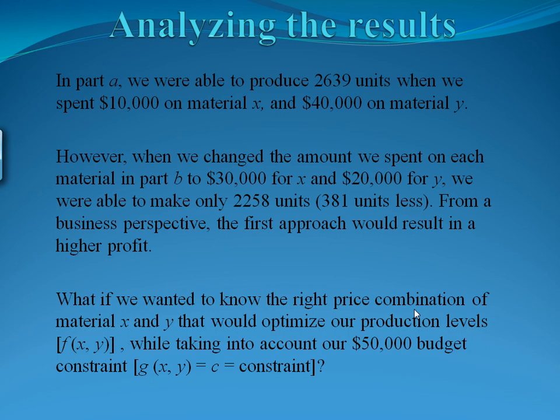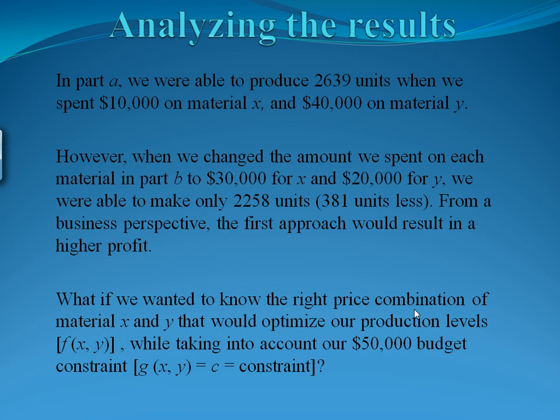So in part A, we were able to produce 2,639 units when we spent $10,000 on material X and $40,000 on material Y. However, when we changed that amount and we spent $30,000 on X and $20,000 on Y, we were able to make only 2,258 units, which is 381 units less. So from a business perspective, the first approach would result in a higher profit. Well, we obviously want to figure out the most number of units we can make.